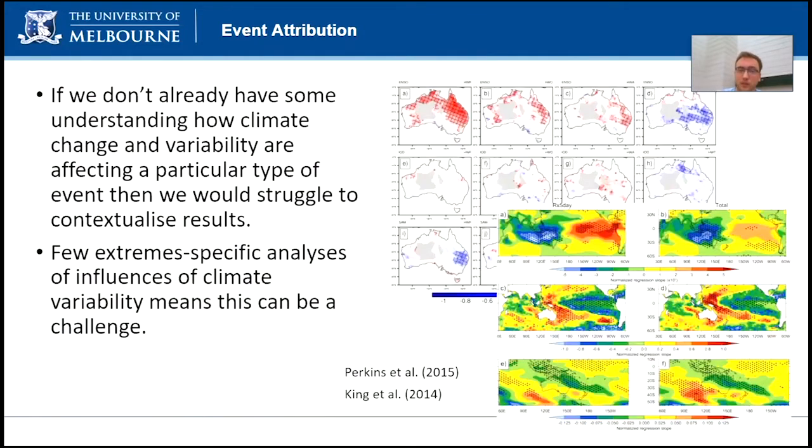There have been a couple of studies. For example, Sarah Perkins-Kirkpatrick led a study looking at drivers of heat waves in Australia, looking at ENSO, the Southern Annular Mode, and the Indian Ocean Dipole. And I've done a similar study looking at extreme rainfall drivers. But in order to look at more unusual extreme events, we would really want that basis of knowing how different climate modes in the past have affected those types of extremes.